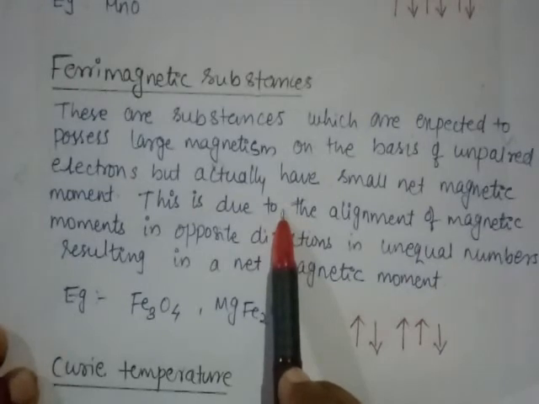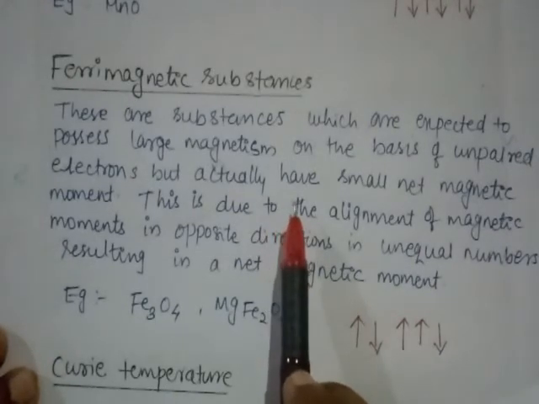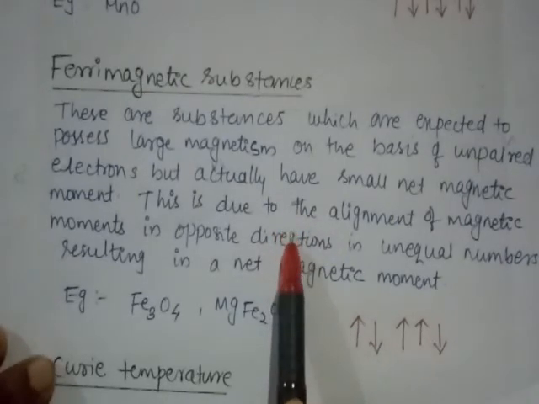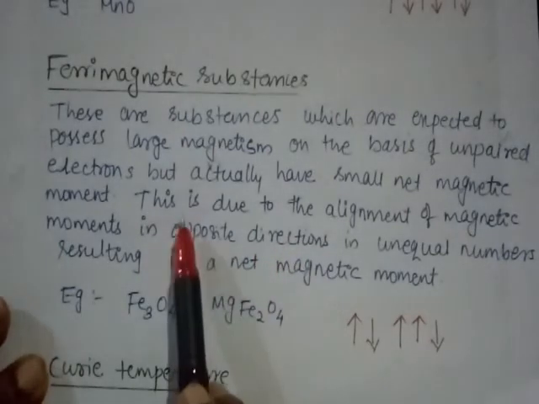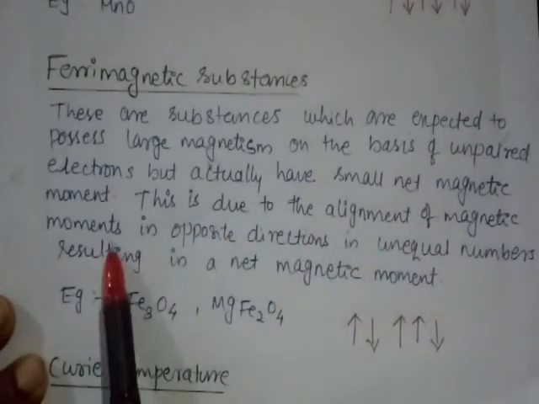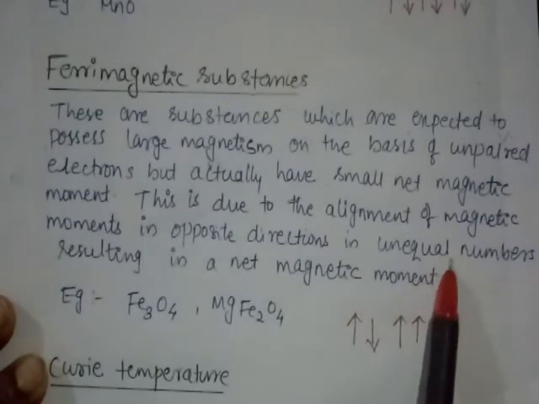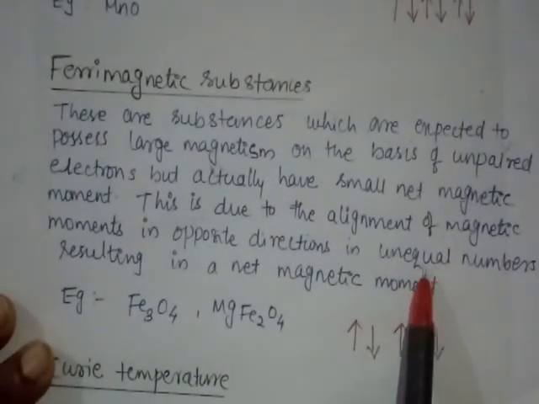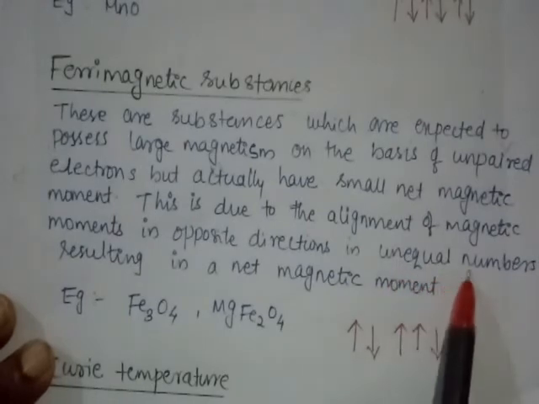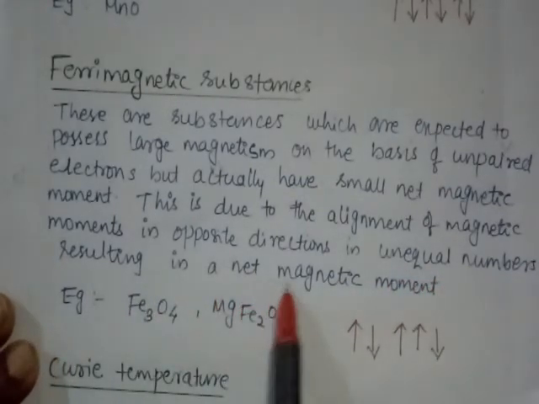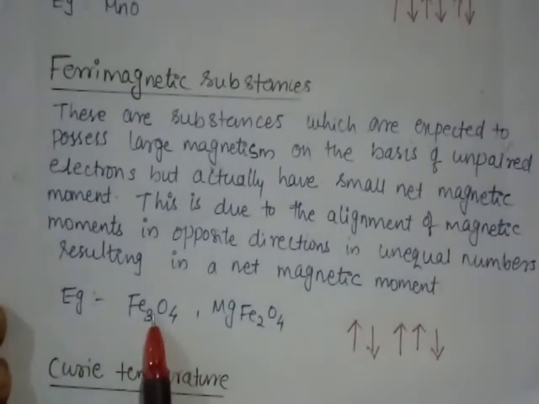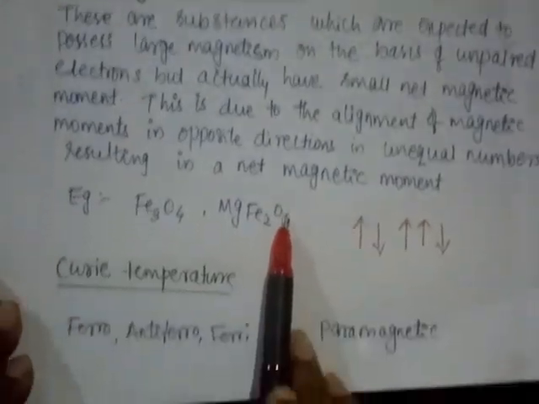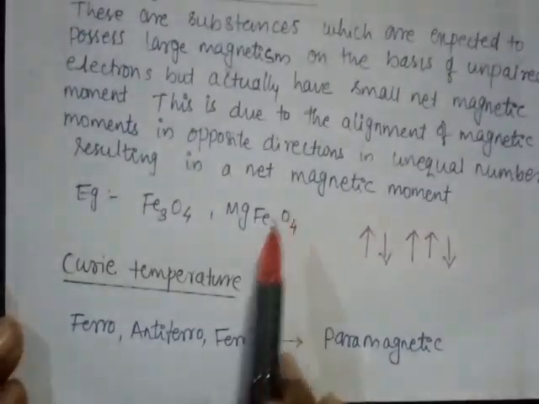but actually they possess only small magnetism. Okay. In the case of antiferromagnetic substance, the net magnetic moment is zero. But here it has some magnetic moment, but it is very small. This is due to the alignment of magnetic moments in opposite direction in unequal number. If the numbers are equal, then the magnetic moment will be zero. Here it is unequal and it is resulting in a net magnetic moment. The examples are Fe3O4, MgFe2O4.